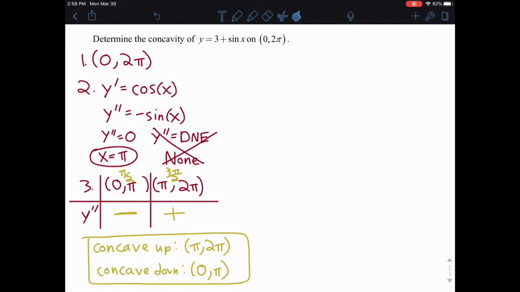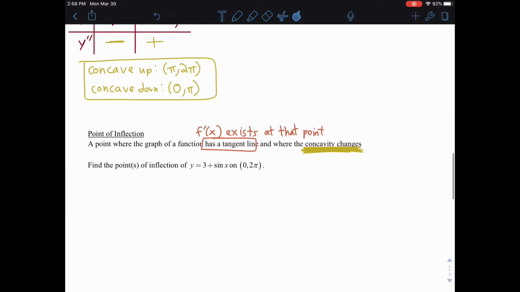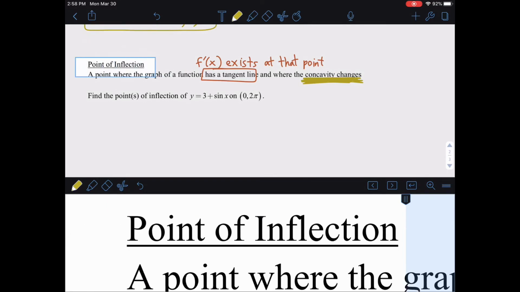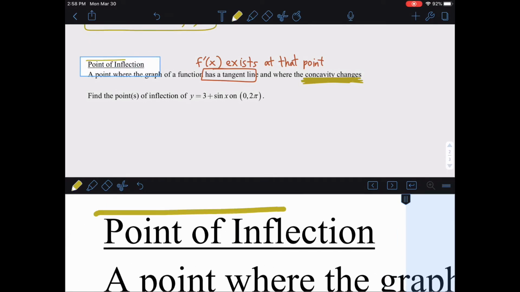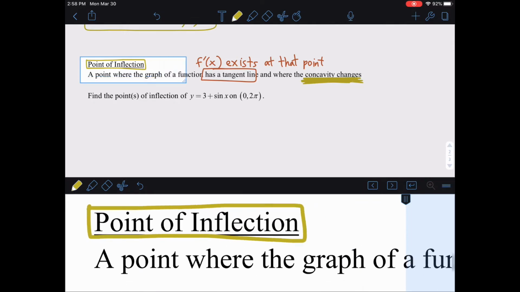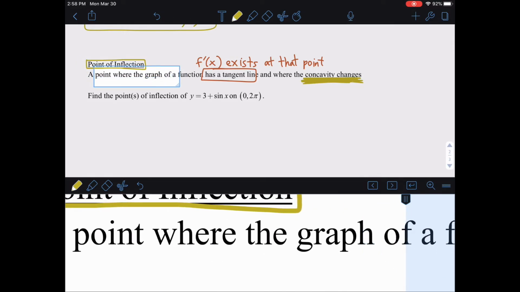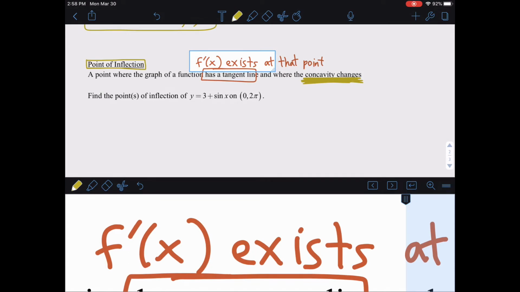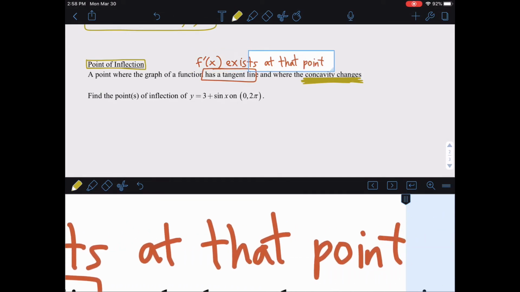Okay, so let's use this work now to talk about a new idea, which is a point of inflection. So lucky for us, we're going to be able to use a lot of the work we just did in order to talk about this. But here's what we got. So a point of inflection is a point where the graph of a function has a tangent line. Now, I'm going to reinterpret that to just mean that f prime of x is going to exist at that point. So this is a place where the first derivative exists, okay?